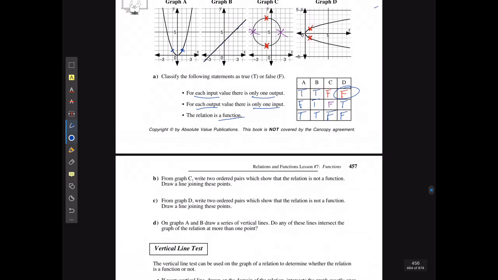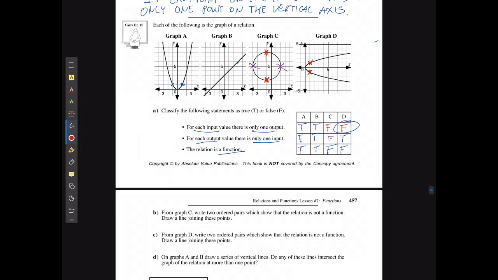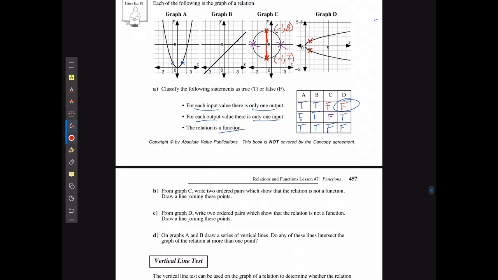Alright, so from graph C, write two ordered pairs which show that the relation is not a function, and join these points. Well, these are the points that show that this is not a function, so I'm going to say that I have the point of -1 and 8, and I have the point of -1 and 2. And I can see right there is my repetition of the x values.